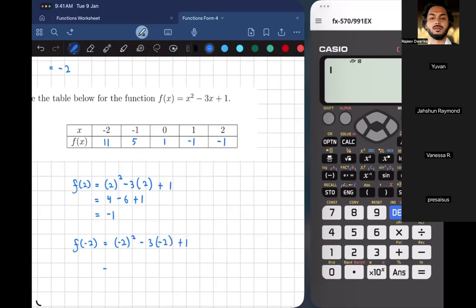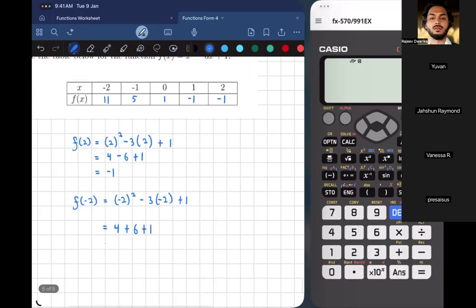All right, Yvonne, what's negative 2 squared? Again, that means negative 2 by negative 2. 4. All right. And we have negative 3 times negative 2. First of all, where's a negative by a negative? Positive. All right, and where's 3 by 2? 6. All right, so positive 6 plus 1. 4 plus 6 is? 10. 10 plus 1 is? 11. Bam. So I'm not going to do the rest, right?